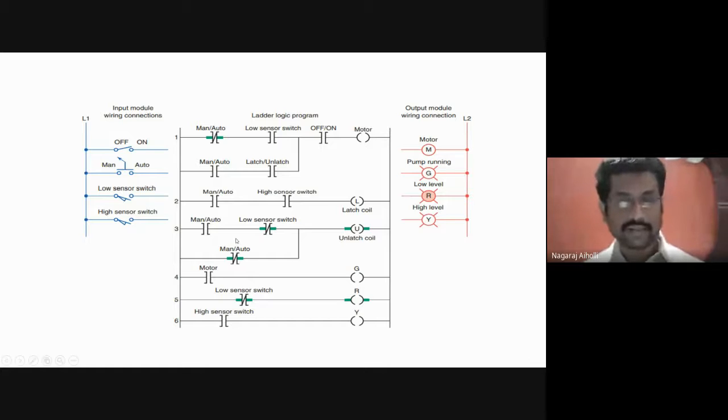In the fourth rung, what we are doing is the motor is activated here, correct? Then the green light will be glowing, which indicates the pump is in running state. Then when the low sensor switch is activated here, you have to turn on the red light, which indicates low level. Then in the next rung, the second rung, the high sensor switch, where you are energizing the latch coil for latching. For the high sensor switch, the status is that the yellow indicator will be glowing. This is how we have to draw the ladder rung diagram.